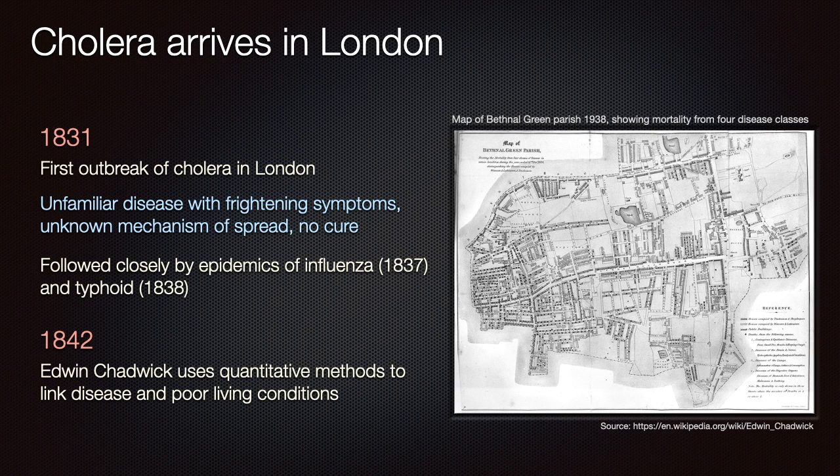Chadwick used these integrated data to conclude there was a link between the living conditions of a person and the odds of contracting a disease. Edwin Chadwick's investigations inspired the Public Health Act of 1848 and the establishment of a General Board of Health, of which Chadwick was the first director.